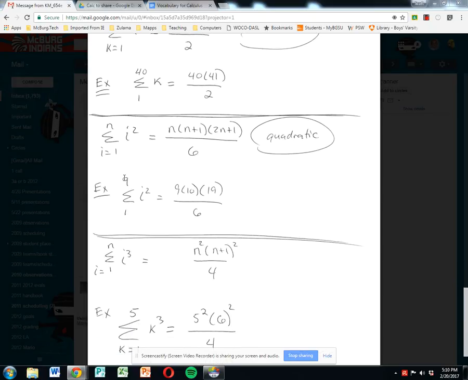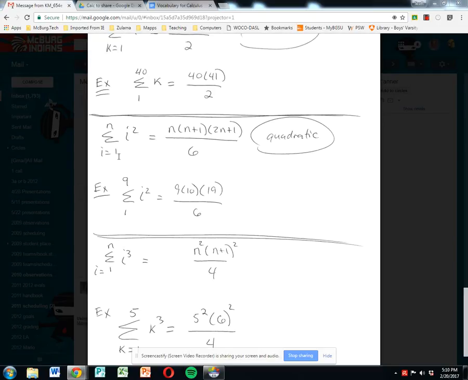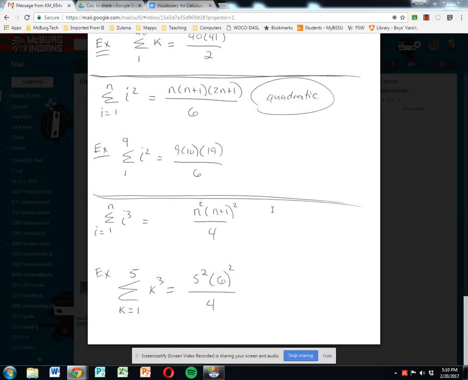All right, let's take another look here. This is a quadratic. So the summation i equals 1 to n, lower bound, upper bound, of i squared is n times n plus 1 times 2n plus 1, all over 6. So if I look at this example, summation 1 to 9 of i squared, here's your n value. So that's 9 times 10 times 19 all over 6. And of course, we can find an answer of some sort. I'm just not in the mood currently.